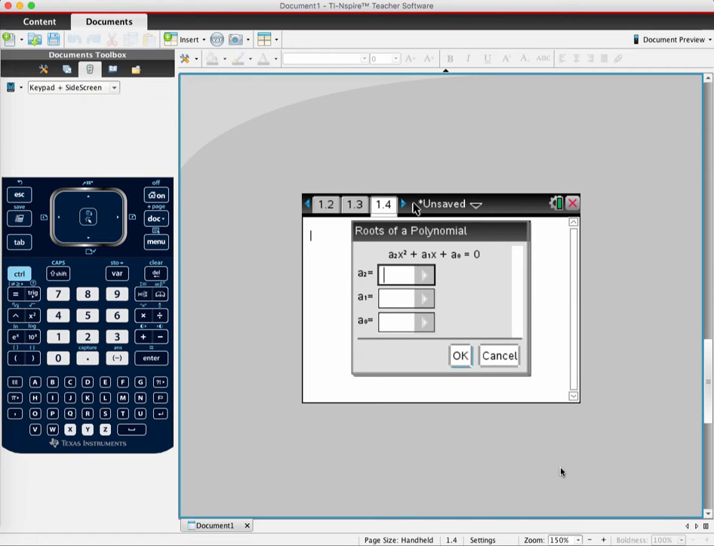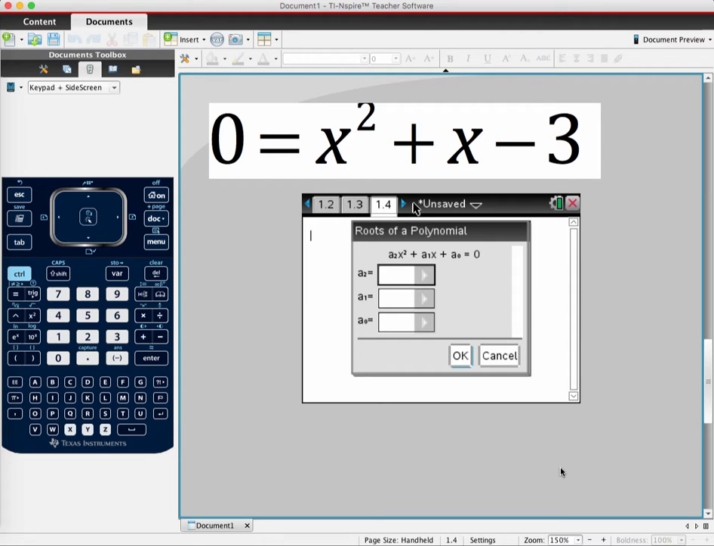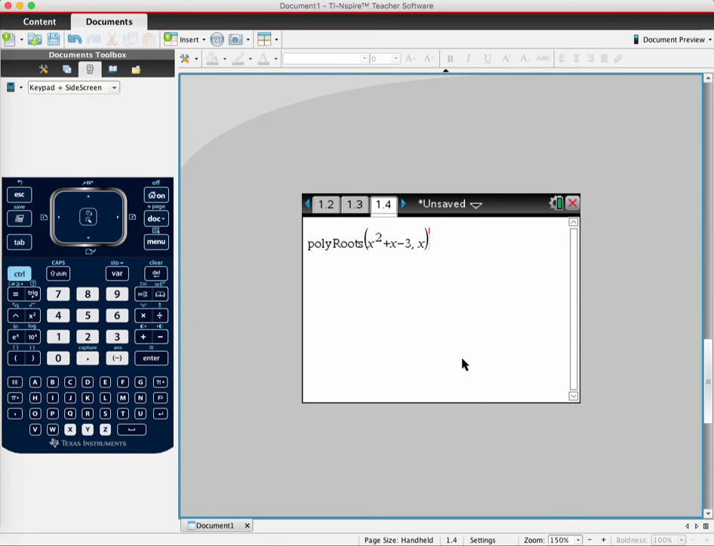So back on our TI Nspire, then, remember we're now solving x squared plus x minus 3. That's equivalent to our original equation, rewritten so that 0 is on one side. So a2, that's the value in front of the x squared, that's 1. a1, what we usually call b, the coefficient in front of the x, is also 1. And now a0, that's what we usually call c, it's the constant, and that is negative 3, so not negative 1, it's negative 3. We put that in and hit OK.